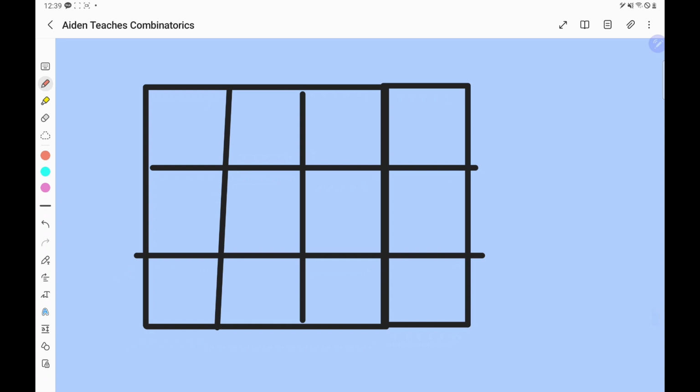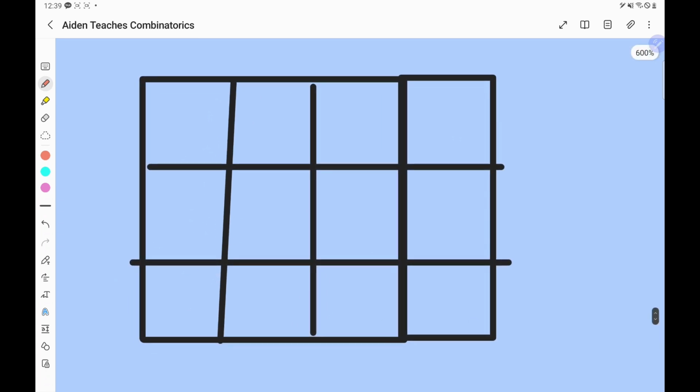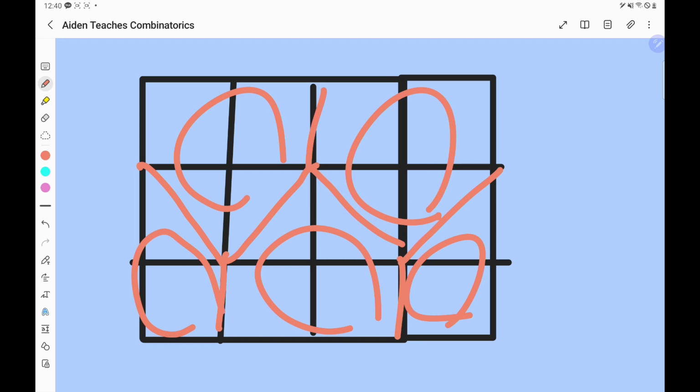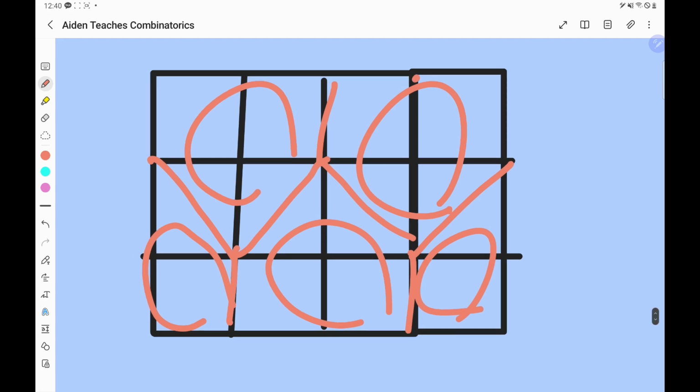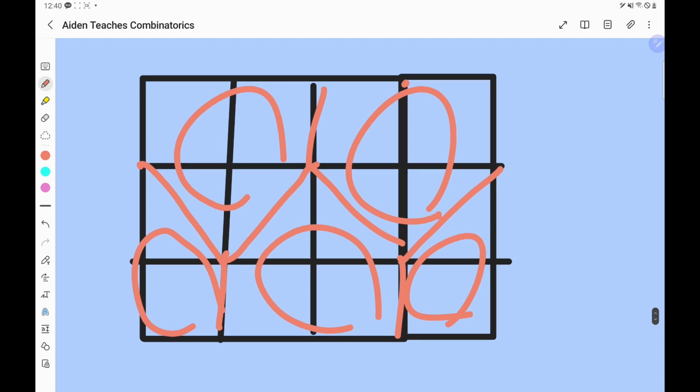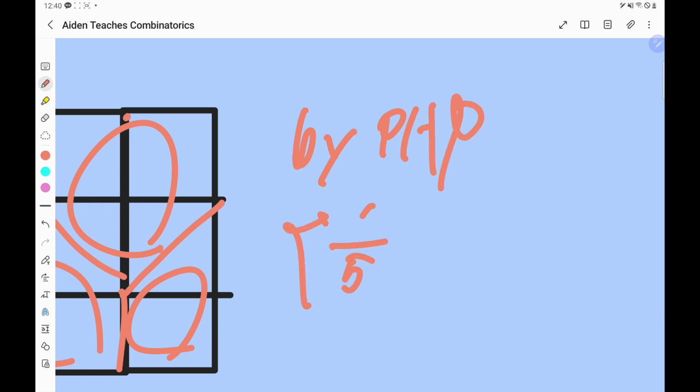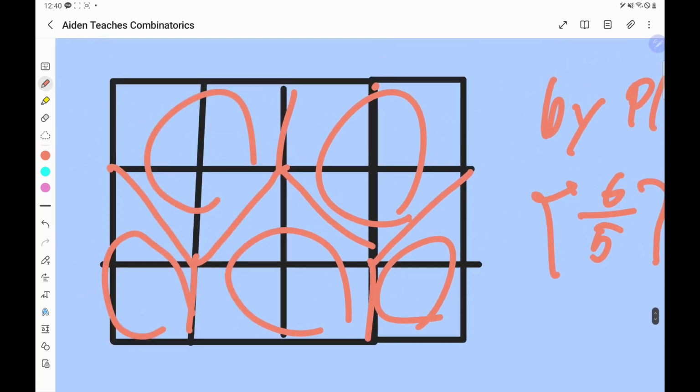Anyway, we're going to make it into a house like this. And then we have 1, 2, 3, 4, 5. Inside at least one shape, we have 2 points because of the PHP. Ceiling of 6 over 5, 1.2, is 2. So we have at least one shape that has 2 points inside.